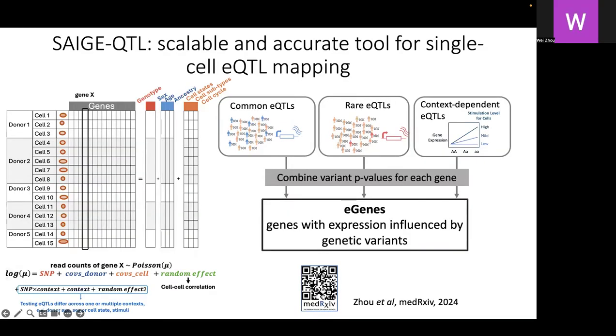And here I'm showing the input and the model demonstration of the tool, and it can be used to detect three classes of genetic effects on gene expression using single-cell data: common eQTLs, rare variant eQTLs, and context-dependent eQTLs. For each gene, variant level p-values are combined to identify eGenes, which are the genes whose expression is significantly regulated by genetic variations.